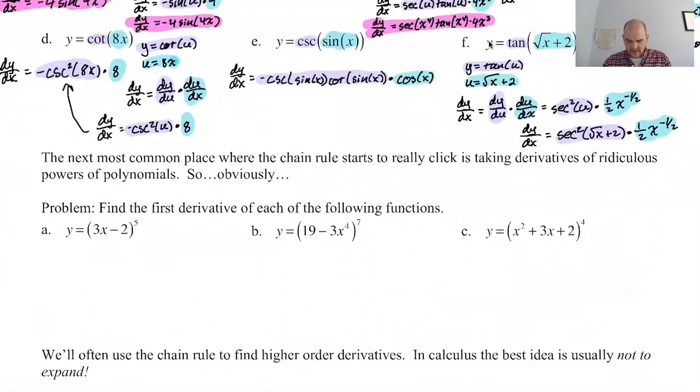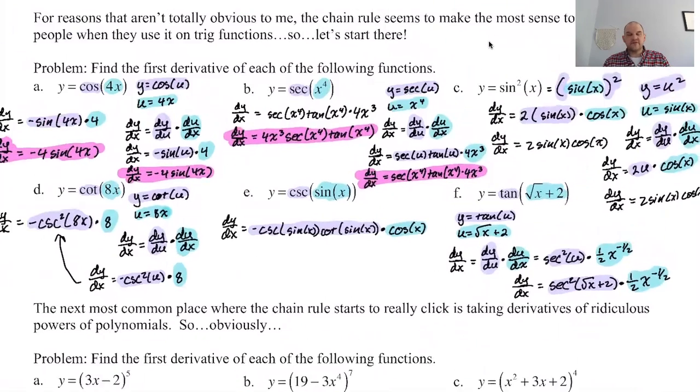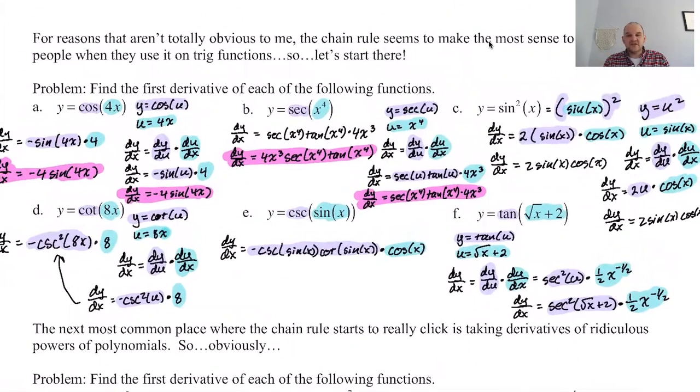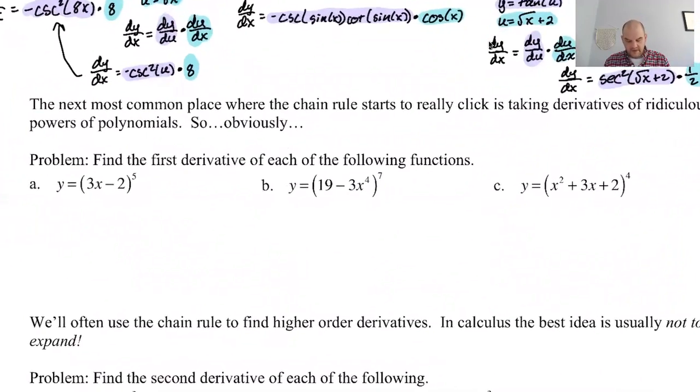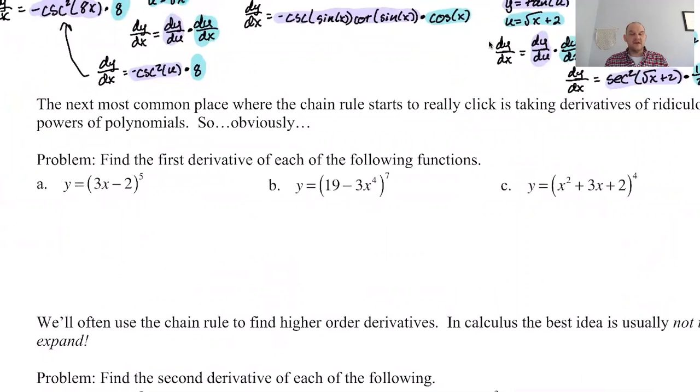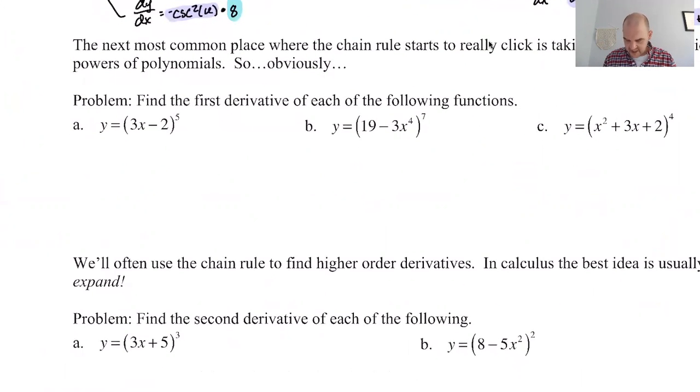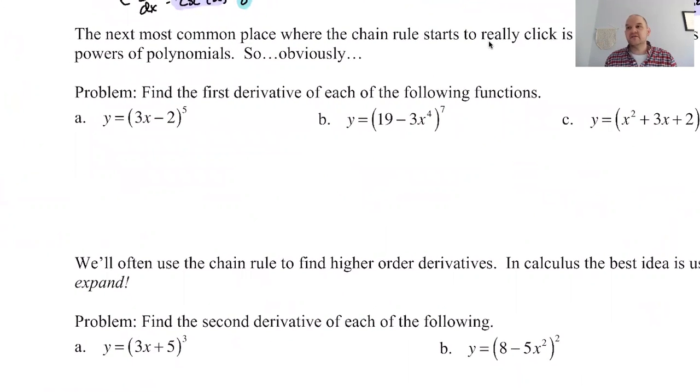Let's take a look at these. So this is the next most... I really feel like the key to mastering the chain rule is to start with some trig functions, because for whatever reason, when you're working with trig functions, it's very clear that you're going to need the chain rule. Now, these are problems that we've been not wanting to do because we know we can expand it and just power rule each thing, but that's a lot of work. So the chain rule is going to let us do this in a more efficient way.